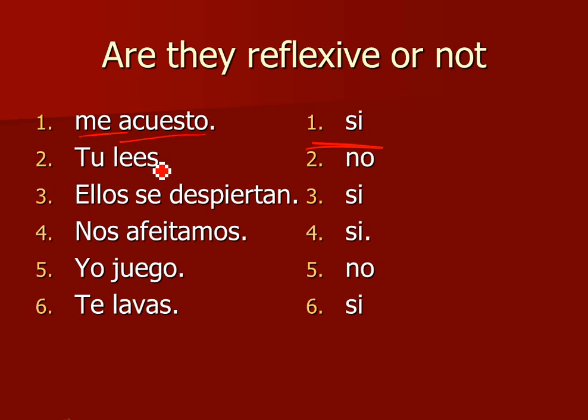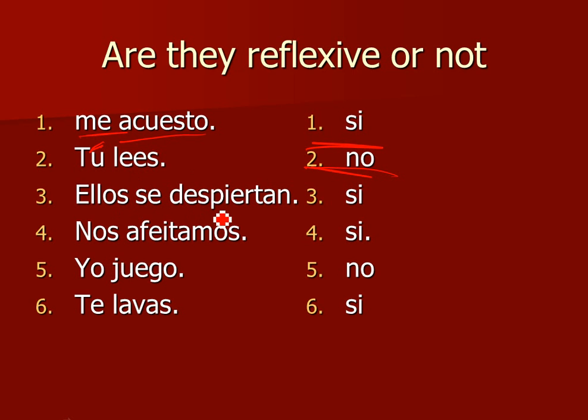2, tú lees. No, it's not reflexive. You don't read yourself. You don't have print on yourself and read it. So no. Tú lees. There should be an accent on my tú. So you read the paper. You read your homework. You read the book, right? It's not the same person.